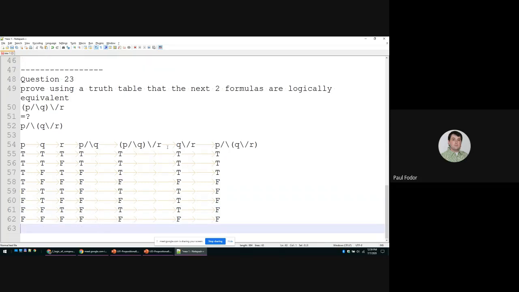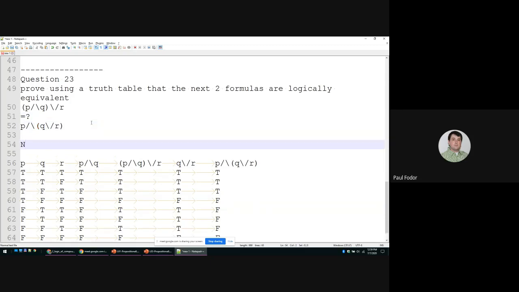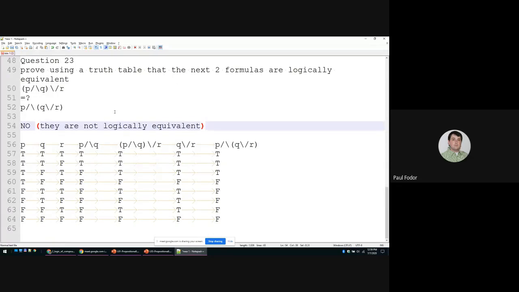Now the original question was, is this formula logically equivalent with this formula? And I can find a lot of rows in which I can see that, like for instance this one, in which the first formula is true and the second formula is false. So the answer is no, they are not logically equivalent. Okay. That's it with truth tables.